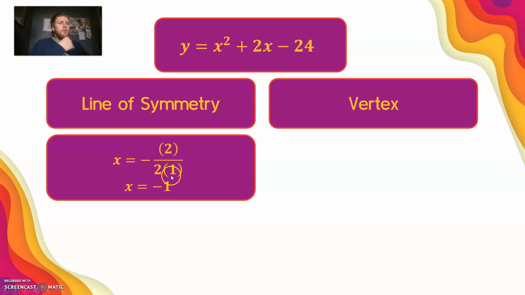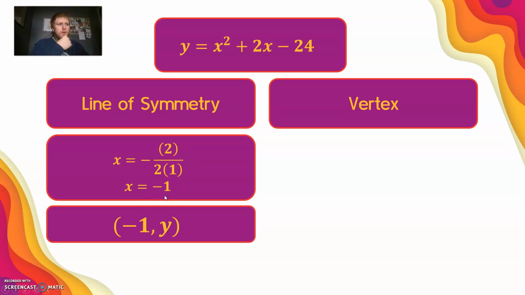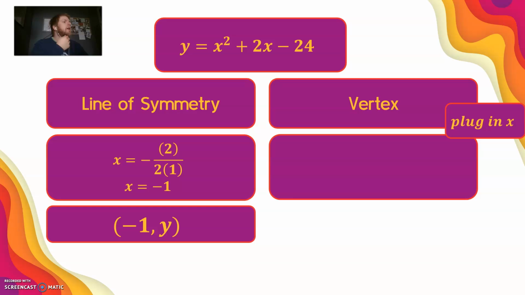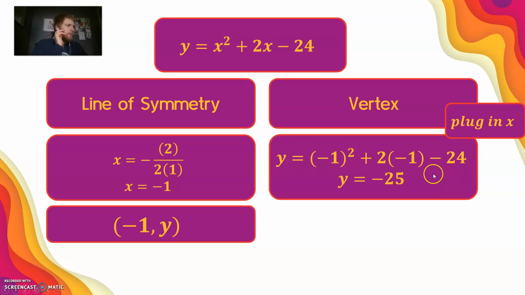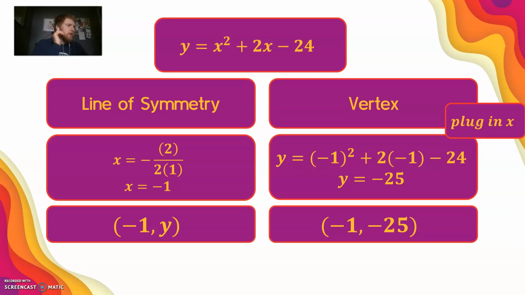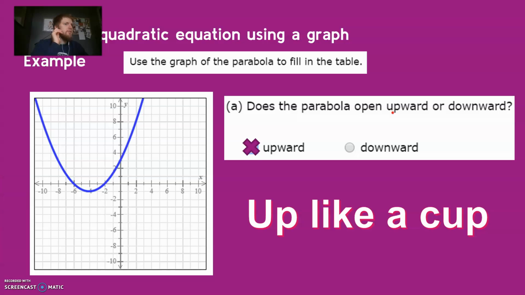So we have negative 2 over 2, which is negative 1. So we know that our line of symmetry is x equals negative 1. Now we plug that back in to find the vertex. So negative 1 squared plus 2 times negative 1, minus 24. So we get y equals negative 25. So our vertex is negative 1, negative 25.